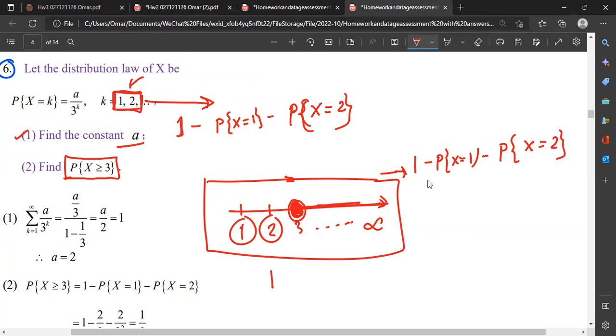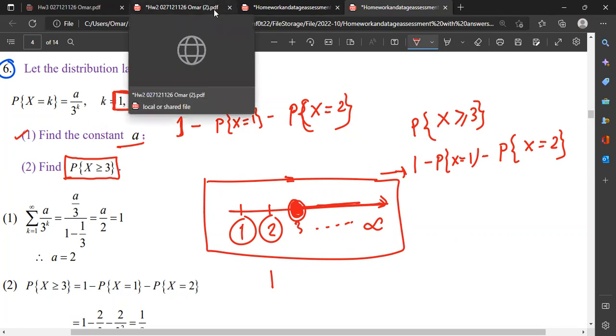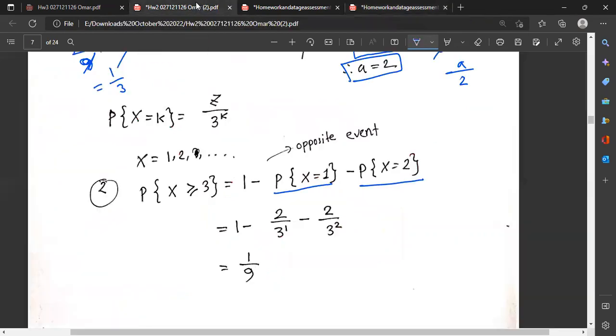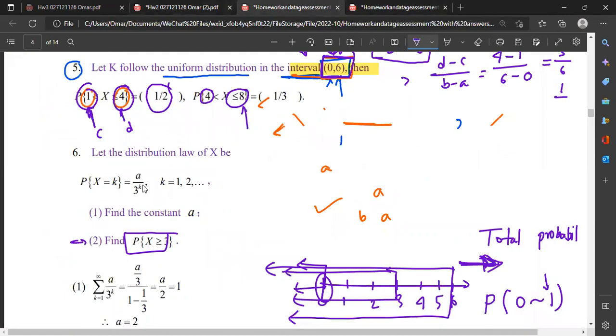So this is the same thing to find the probability of x is greater than or equal to 3. Okay, and so I have drawn the real line here, so it will become easier to understand. And now we already know the probability of x is equal to 1. That is a by 3 to the power 1, right? You just substitute the value of k here, okay? K is equal to 1, right? So a by 3 to the power 1, so it will be a by 3.